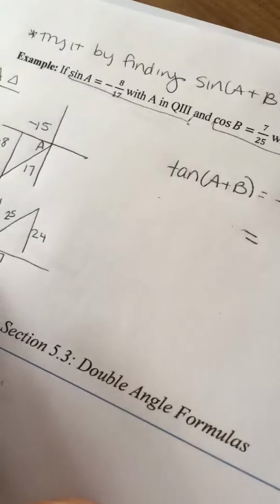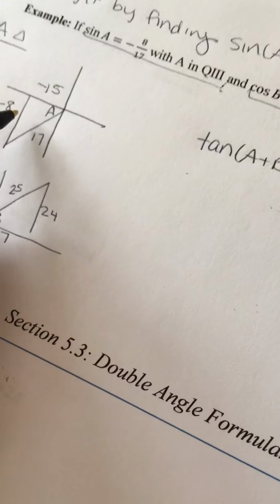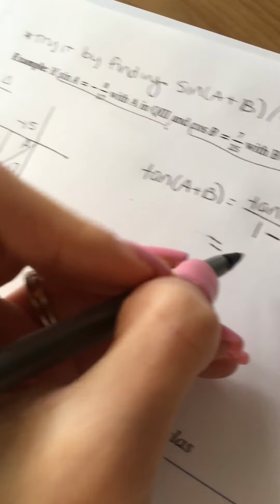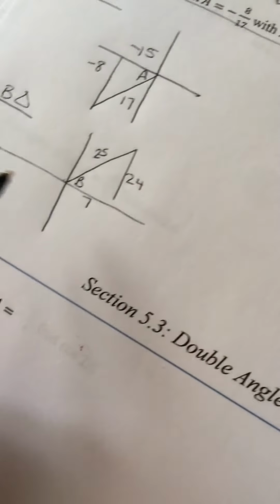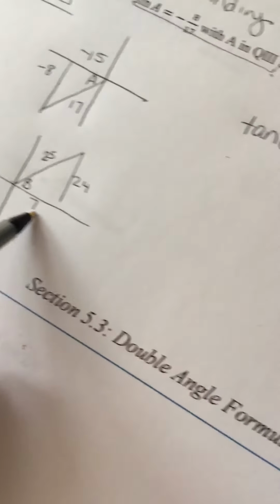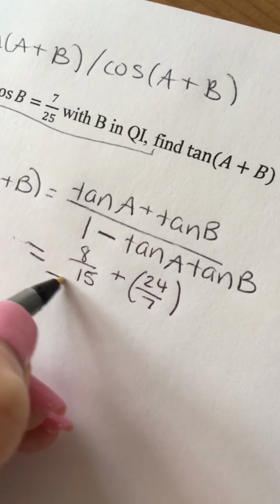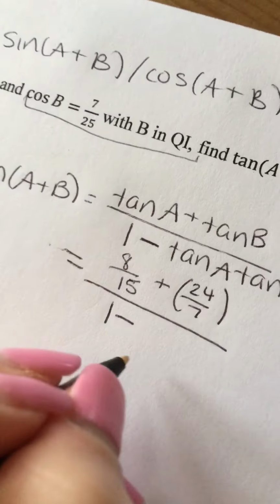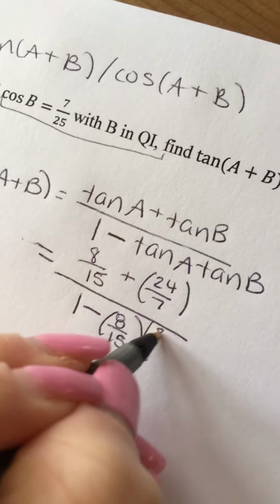So very similar to the previous problem, we're going to use tangents. So I'm going to find the tangent of A. Tangent is opposite over adjacent. So tangent of A is negative 8 over negative 15, or just 8 over 15. Tangent of B is going to be opposite 24 over adjacent 7. All right. Over 1 minus tangent of A, which we already actually found, so let's not double work it. Tangent of A is 8/15, and tangent of B is 24/7.